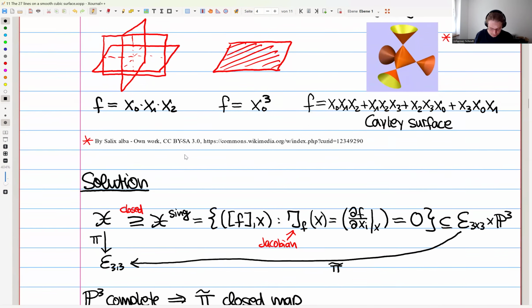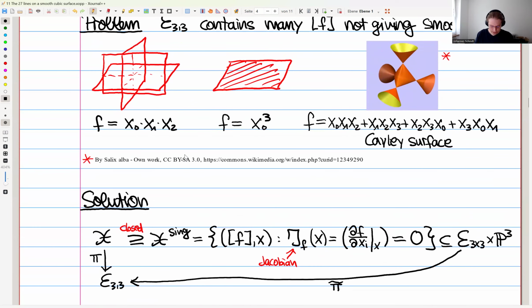Let's look at this big diagram here. You have X going to E33, the universal surface over this space here. And then the locus of points (f, x) such that x is a singular point of the vanishing locus of f.